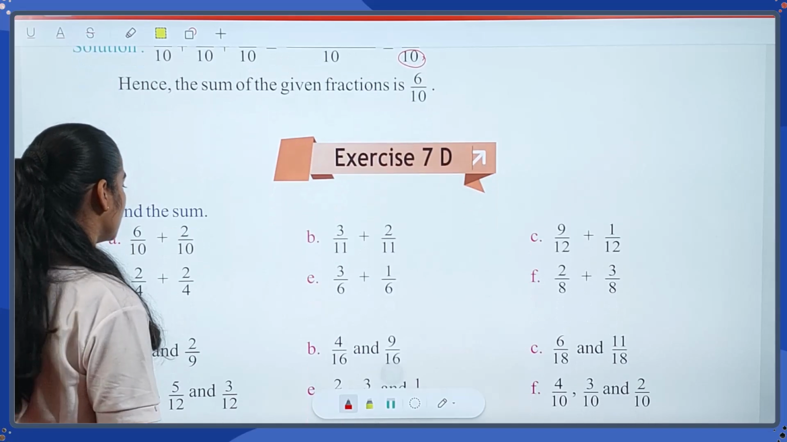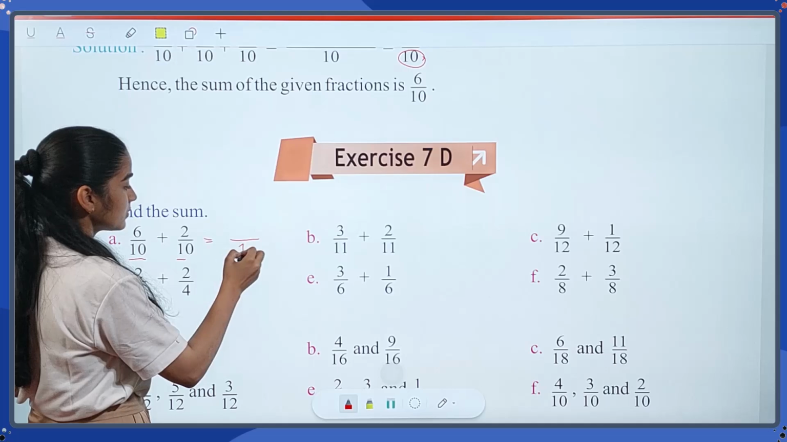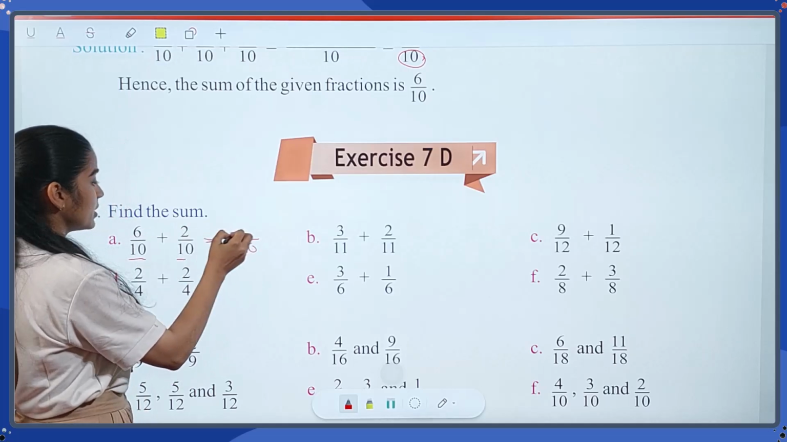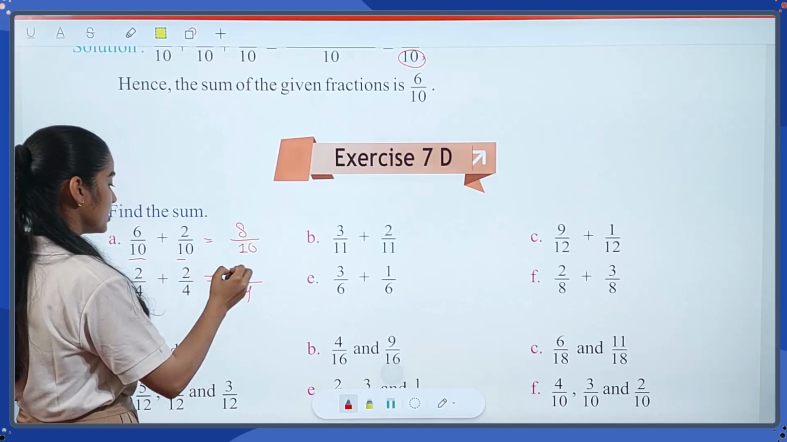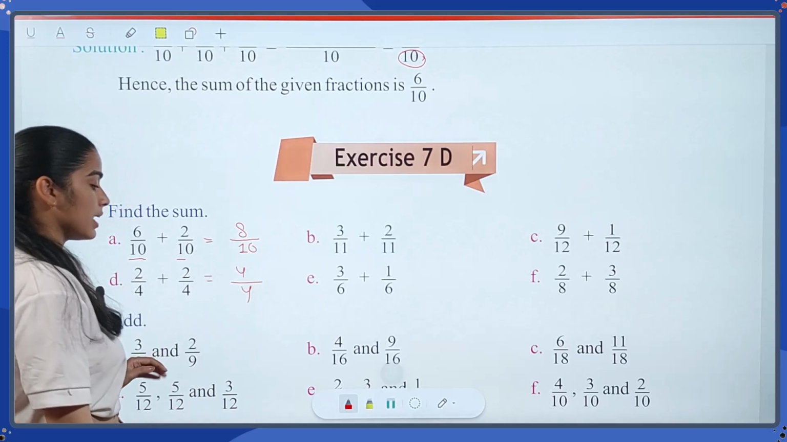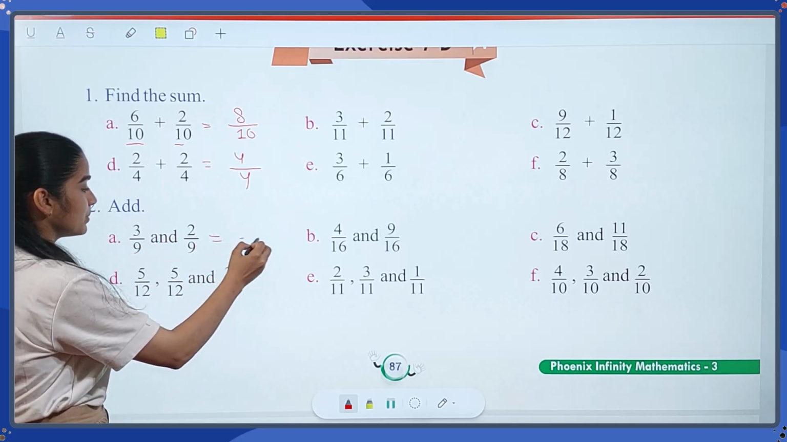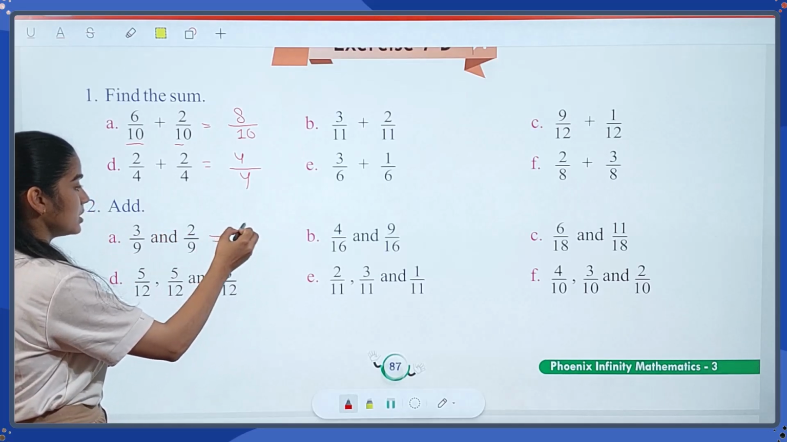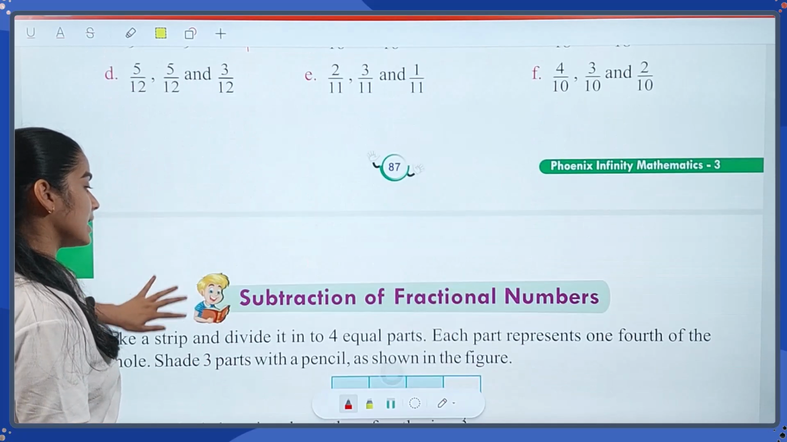Now 7D. We have the same denominator. We take common 10. 6 plus 2 is 8. Common denominator 4, 2 plus 2 is 4, so you can write it as it is. Now 3 by 9 and 2 by 9. Common denominator 9, 3 plus 2 is 5. So you can solve the rest of the questions in the same way as I explained.